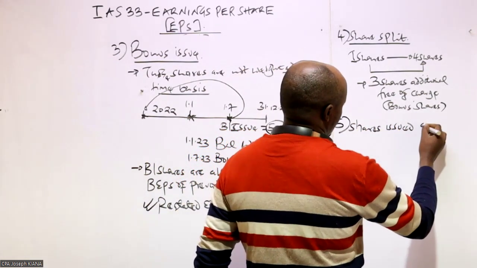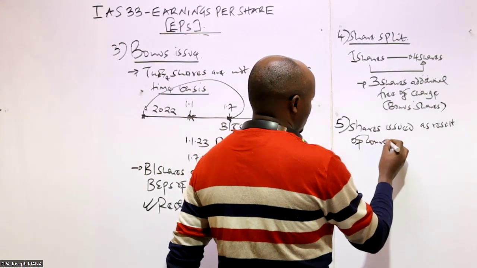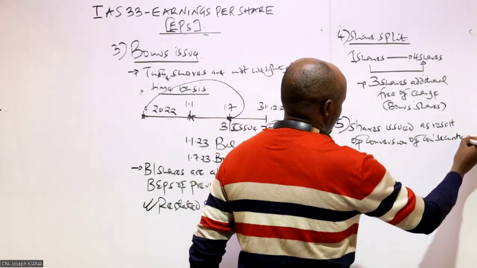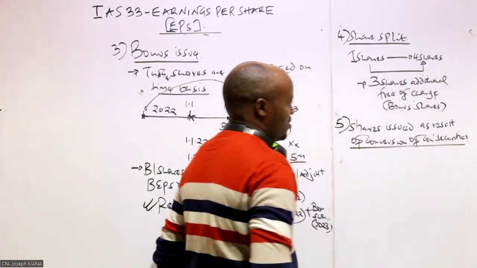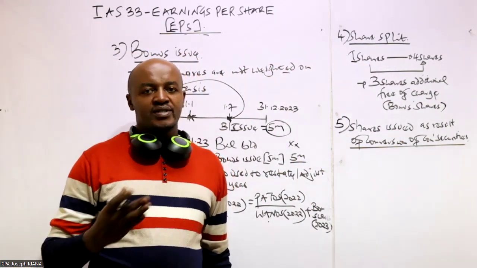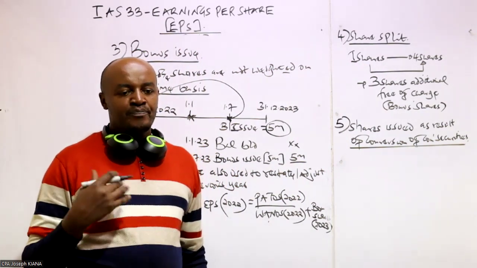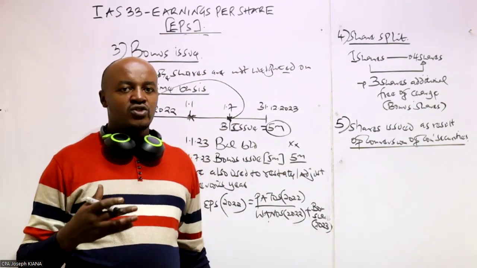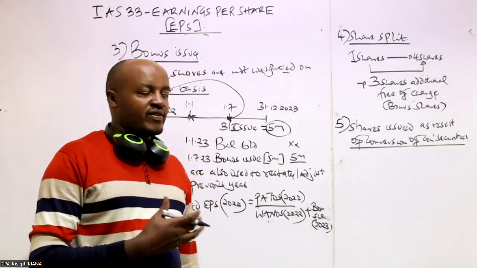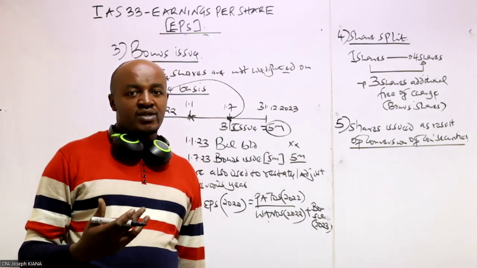So then number 5, we have the shares issued as a result of conversion of convertible securities. So when we talk about the convertible securities here, we are talking of securities such as the convertible debentures, convertible bonds, convertible own stock, any security issued or any financial instrument issued by the company which is convertible in nature. And actually, the reason why you refer to these securities as convertible is because they give their holders an option to convert them into ordinary shares.